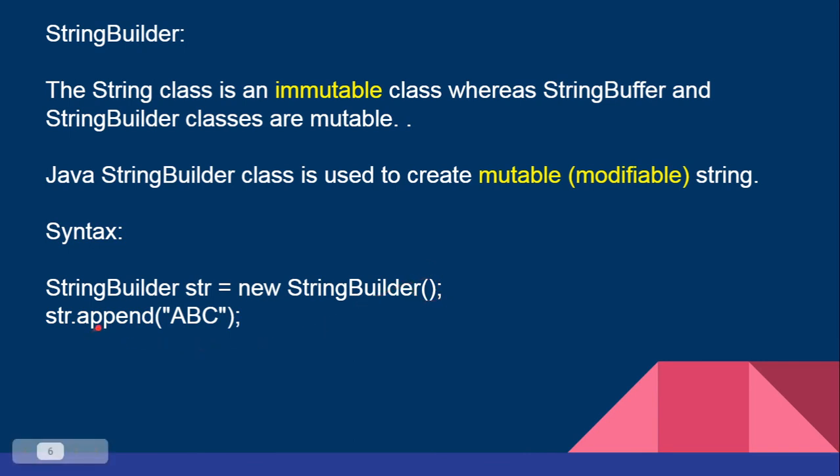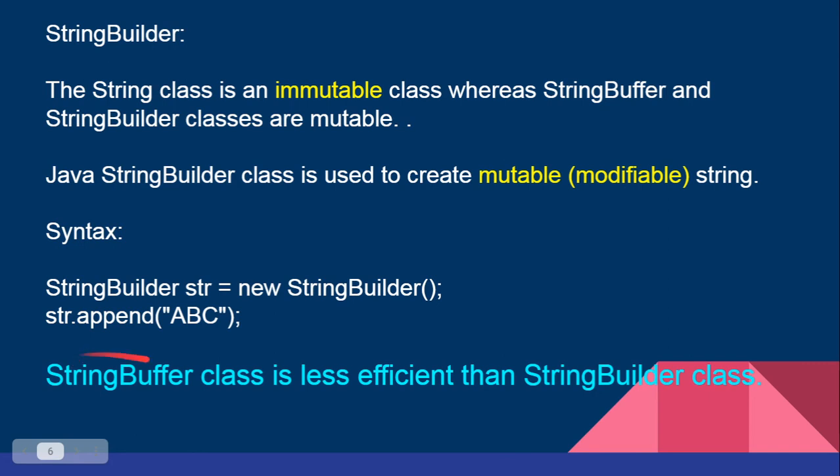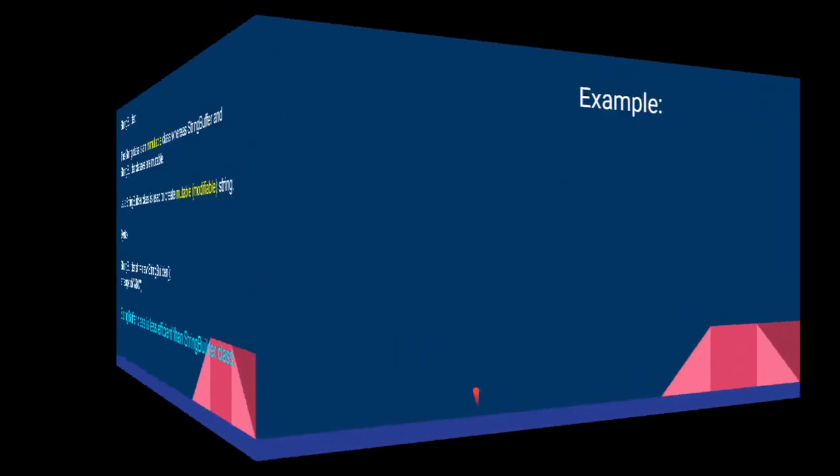Now we are adding the value ABC, and then here we can see the string buffer class is less efficient than the string builder class. For various reasons, the string buffer class is less efficient than the string builder class.